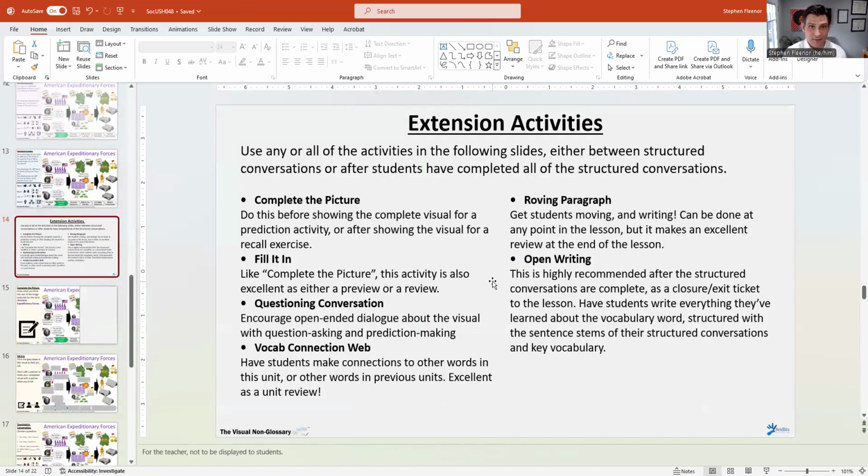The other thing that I want to show are the extension activities. There's 6 extension activities. They don't have to all be used. They can be used before the lesson, after the lesson, during the lesson, maybe at the end of the unit or the beginning of the unit. They're just designed to have students interact with the visual, interact with the language.